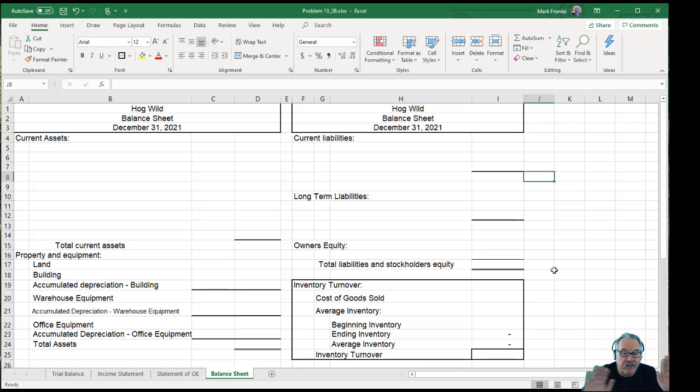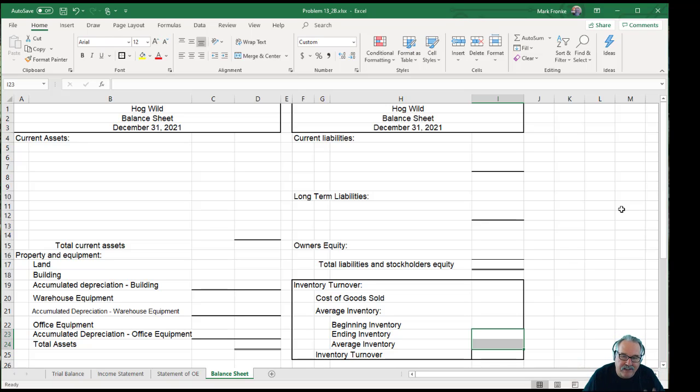Now, I have put this side by side in order for it to fit on the screen. But if I were doing this in pencil, I would just put it on a piece of paper and go straight down. And you should be able to fit this on one piece of paper. This isn't that big of a balance sheet. But if you have to use two, you have to use two. And then we'll go through the calculation of the inventory turnover down below. But for now, don't worry about that. We're just going to do a balance sheet.